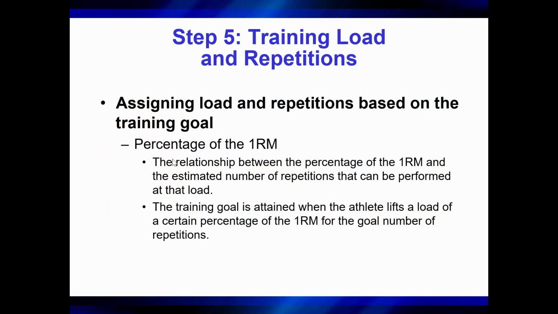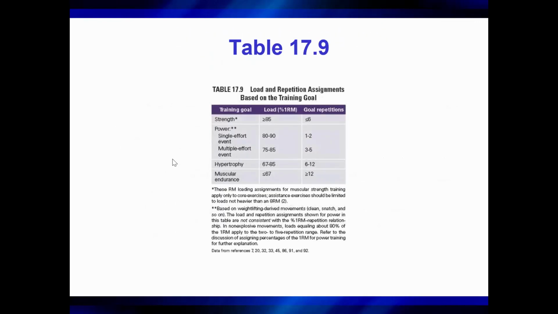Now, assigning the load and repetitions based on the training goal. Well, the relationship between the percentage of the 1RM and the estimated number of repetitions that can be performed at that load, that's what you're looking at. And the training goal is attained when the athlete lifts a load of a certain percentage of the 1RM for the goal number of repetitions. So if you're looking at building strength, you're going to be looking at 85% and above of 1RM for less than or equal to 6 repetitions.